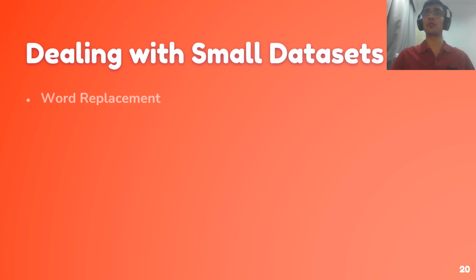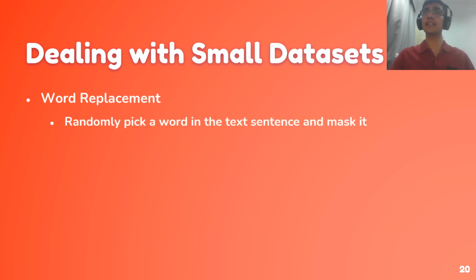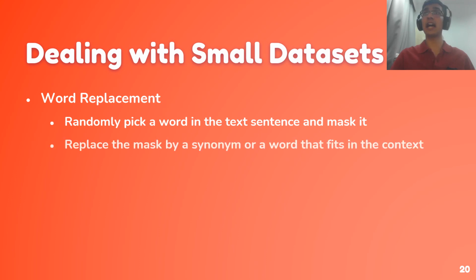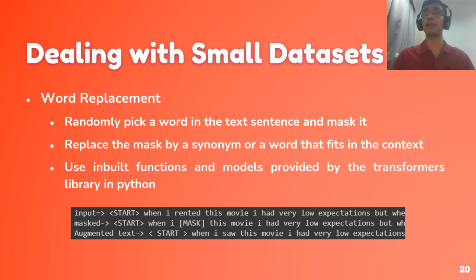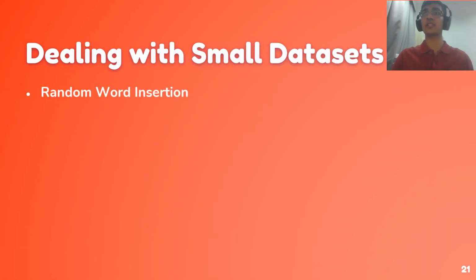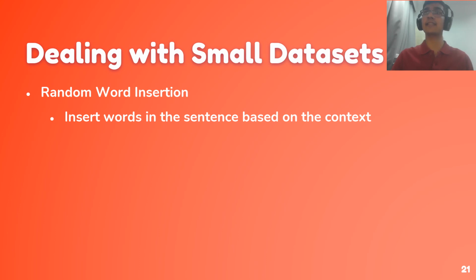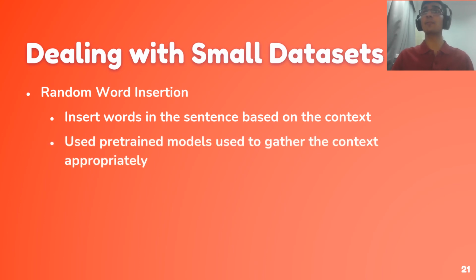The next technique we have used is called word replacement. In this technique, we randomly pick a word and replace it by its synonym or any other word as deemed fit by the model, which gathers the context of the sentence. In the example below, we can see that "rented this movie" gets replaced by "saw this movie", which again has the same meaning when we consider the whole sentence. For the third technique, we insert multiple words in the already existing sentence. For this, we use pre-trained models which are able to insert words appropriately by judging the sentence context.